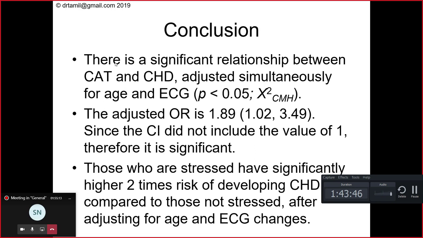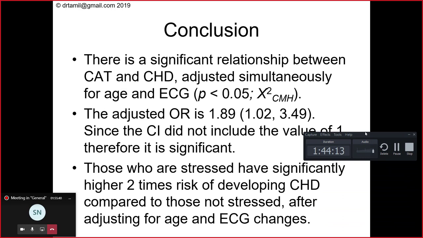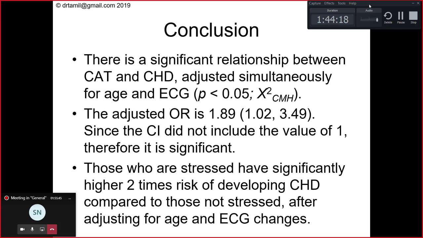Conclusion: there is a significant relationship between catecholamine and coronary heart disease after adjusting simultaneously for age and ECG. The adjusted odds ratio is 1.89. Since the CI is between 1.02 and 3.49, it does not include the value of 1. Therefore, it is significant. Those who are stressed have significantly higher risk of developing coronary heart disease. Okay, so don't worry, be happy, jangan stress, nanti mati heart attack. Okay, even after adjusting for age and ECG changes.